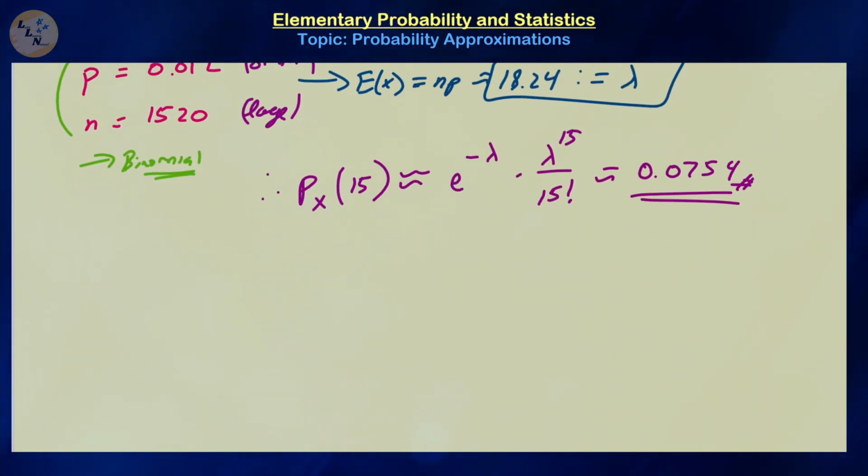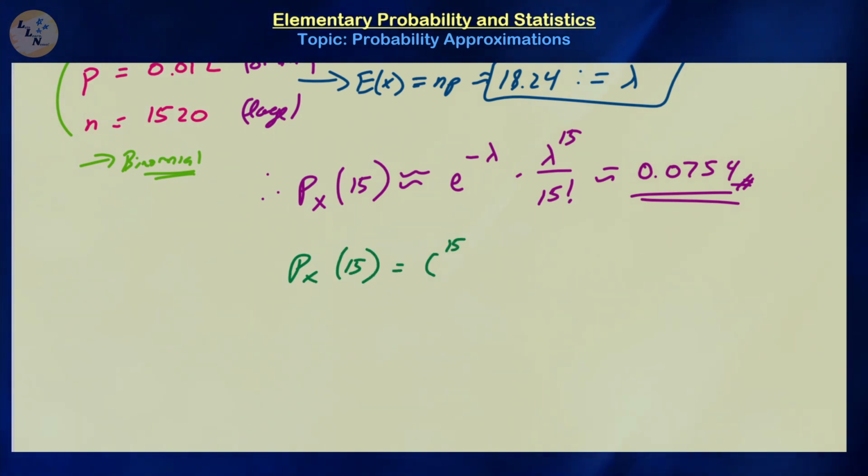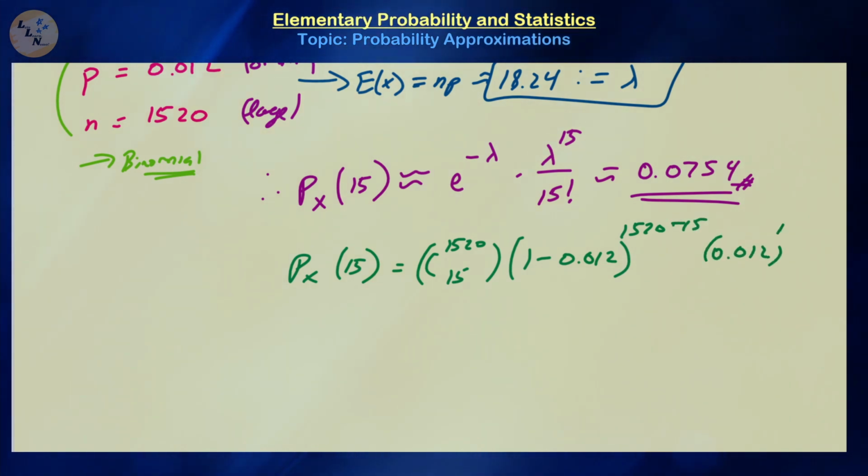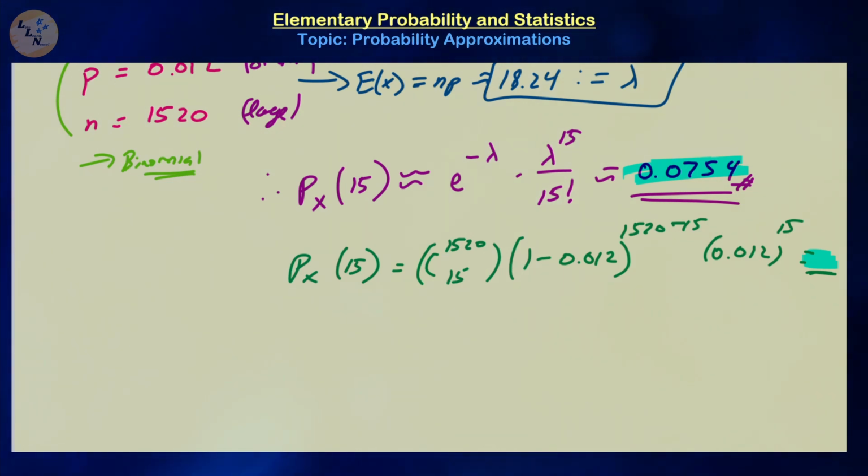Now, is that the exact answer? The answer is, of course, no. The probability that x is equal to 15 should be 1,520 choose 15 times 0.012 to the power of 15 times 1 minus 0.012 to the power of 1,520 minus 15. I invite you to see what this actual answer comes out to, and then compare the differences between the two. But you should see that these two are relatively close. They're not super far away. It's not like 7% versus 82%. It's not going to be that far off. But you can decide for yourself whether this is a good approximation or not.